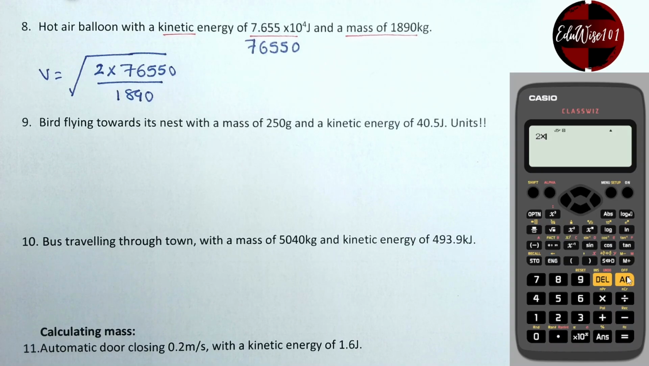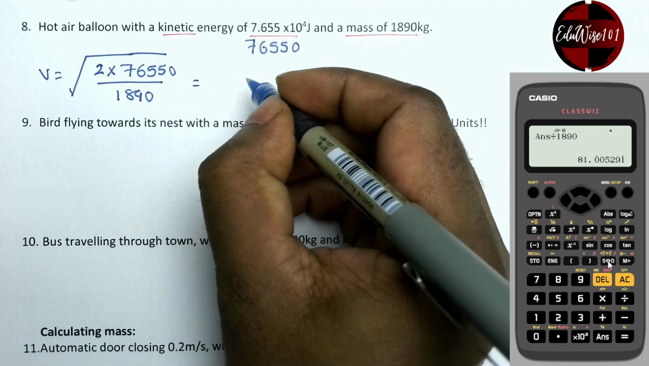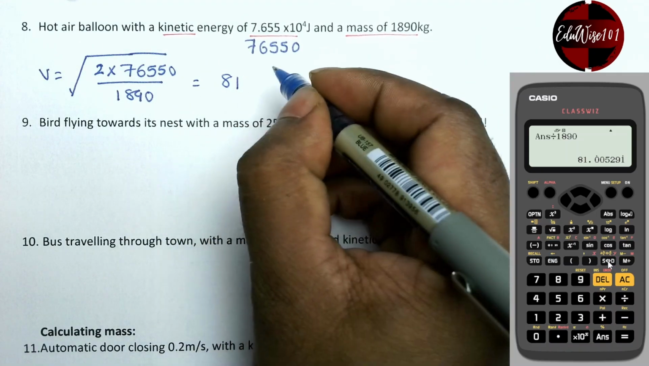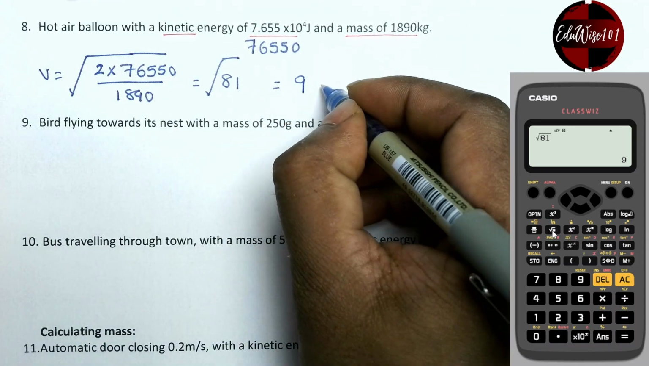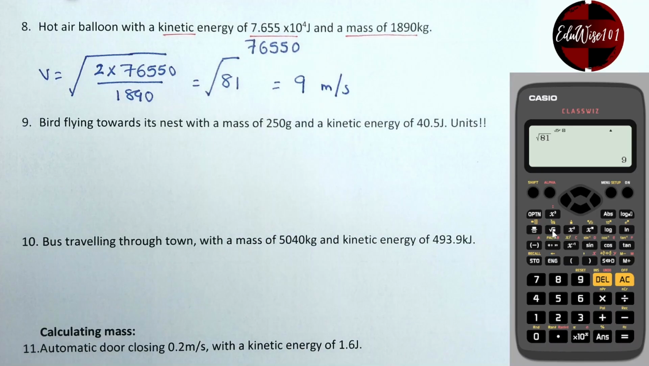Two times 76,550, divide the answer by 1890, and that would be 81. Square root of 81 should be 9. The square root of 81 is 9 meters per second.